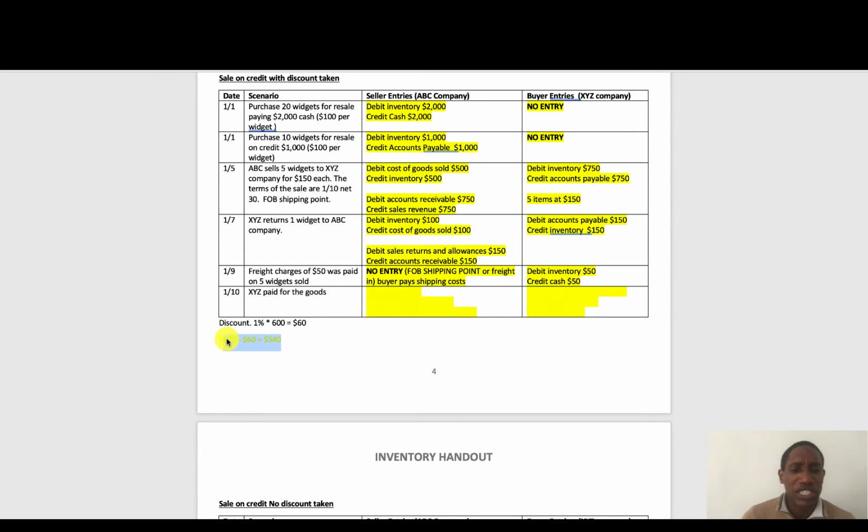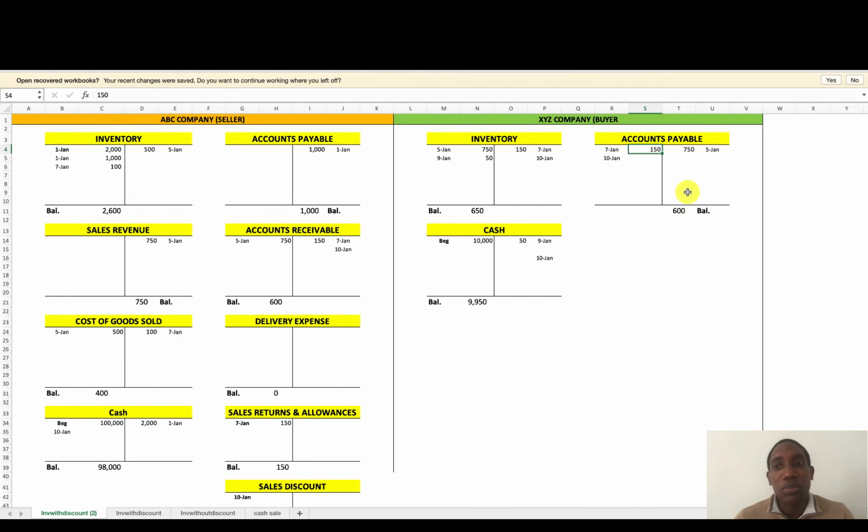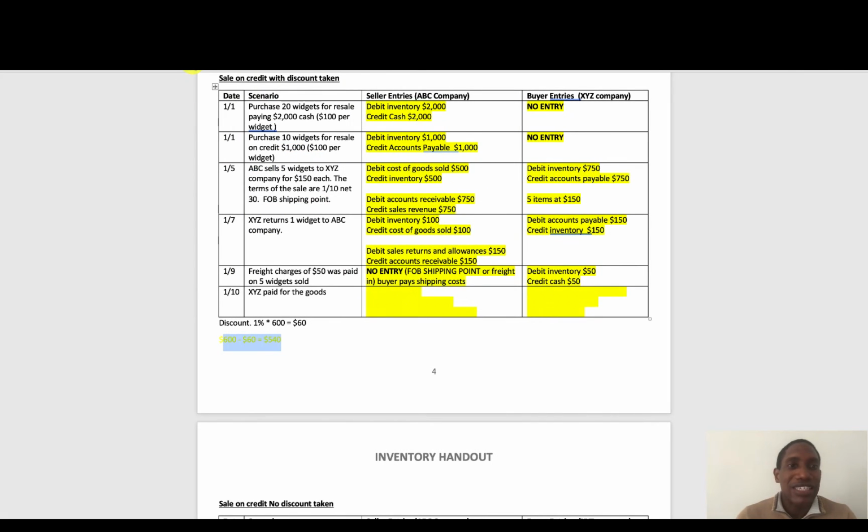So what does that mean as far as cash? That means that XYZ was supposed to pay $600, but they're going to get a discount of $60. So $600 minus $60 means that they're going to pay $540. So XYZ is going to pay $540 and ABC is going to receive $540. So I can debit cash here for ABC company for $540. And I can credit cash here for XYZ company for $540. So when you do this entry for payment, always start with the cash first, because that's the easiest thing to figure out, right?